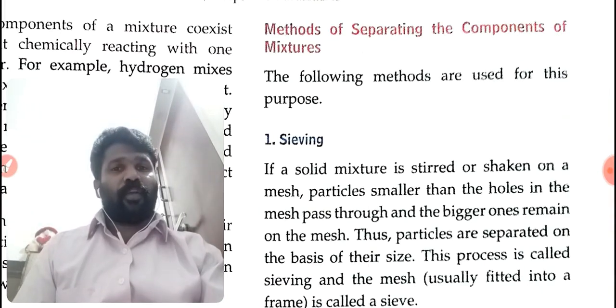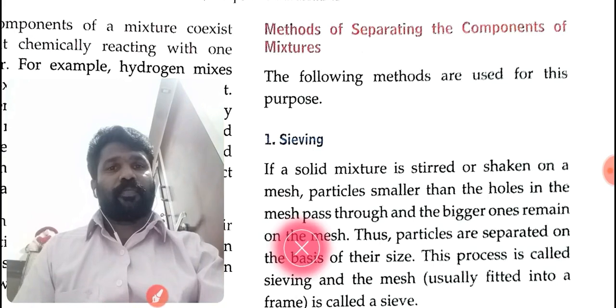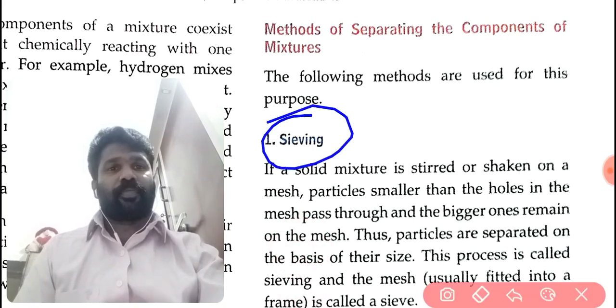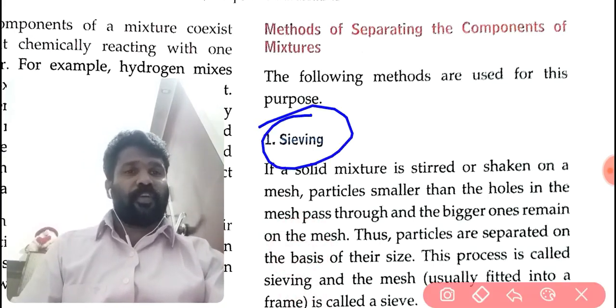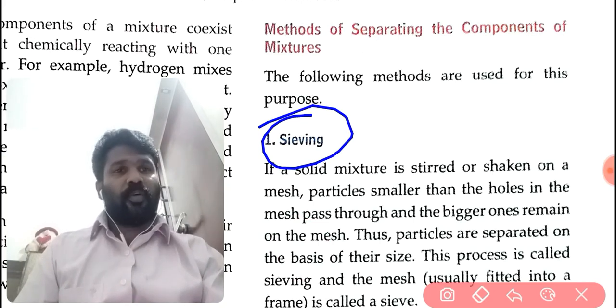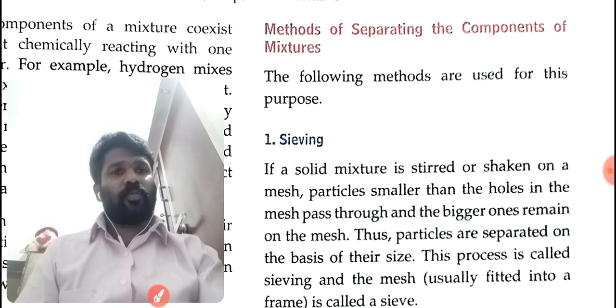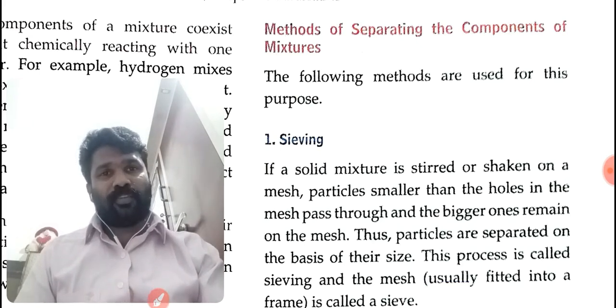First of all, we are going to discuss sieving. If a solid mixture is stirred or shaken on a mesh, particles smaller than the holes in the mesh pass through and the bigger ones remain on the mesh. Once we do the sieving, what will happen?